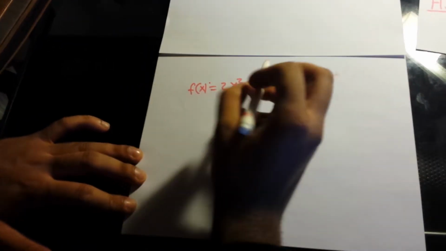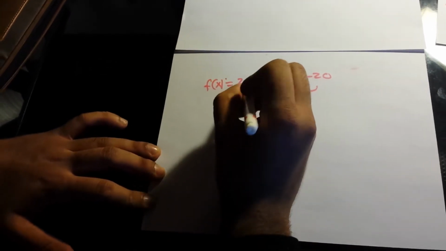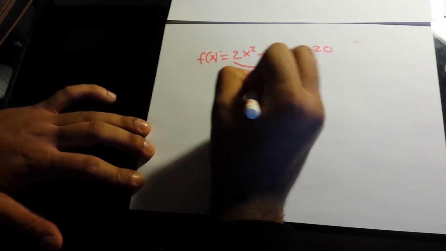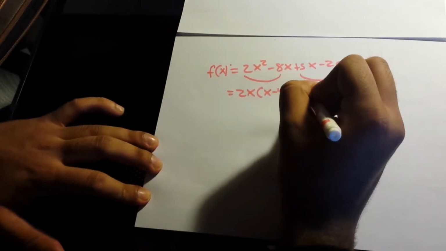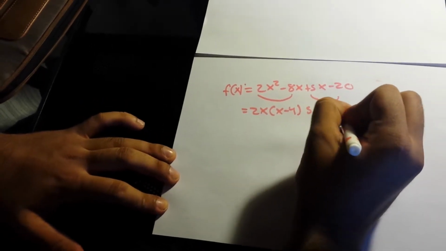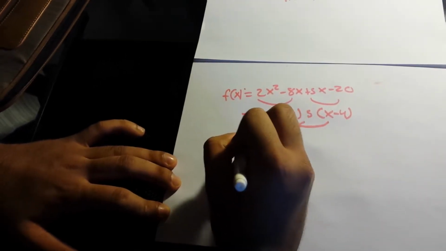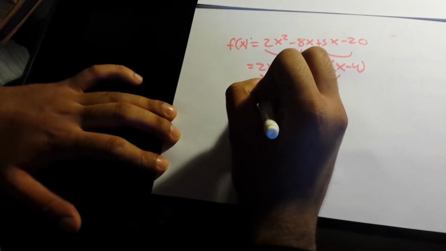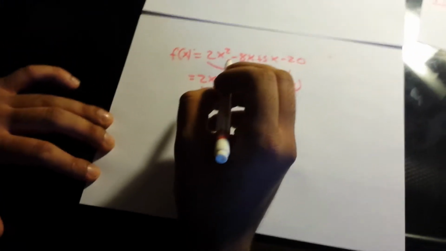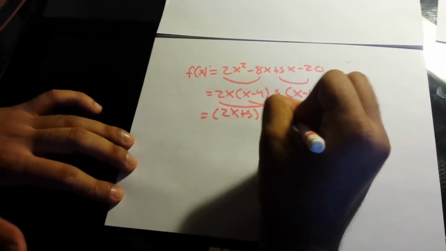Now, from here, you have to simply factor these two and these two. So for this one, I took out 2x, which gave me x minus 4. And for this one, I took out 5, which gave me 5 and x minus 4. Now these two sum together, and these ones are the same. So now your next line will be 2x plus 5 and x minus 4.